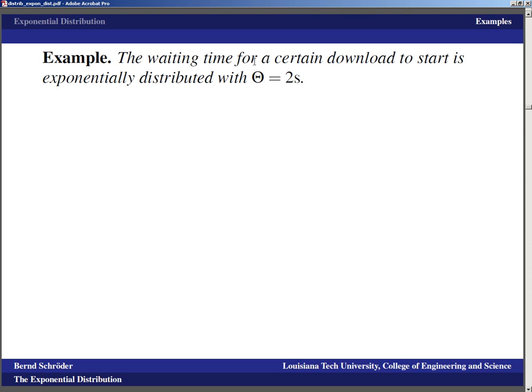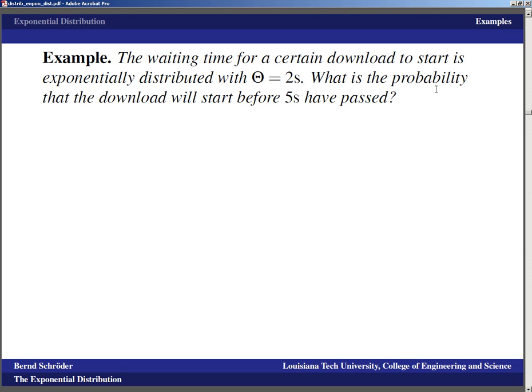So our examples will be waiting times here, and so let's take a look at something where a certain download starts in a waiting time, or you have a certain time to wait until the download starts. And that waiting time we assume is exponentially distributed with theta being 2 seconds. Well, then we want to know what the probability is that the download will start before 5 seconds have passed.